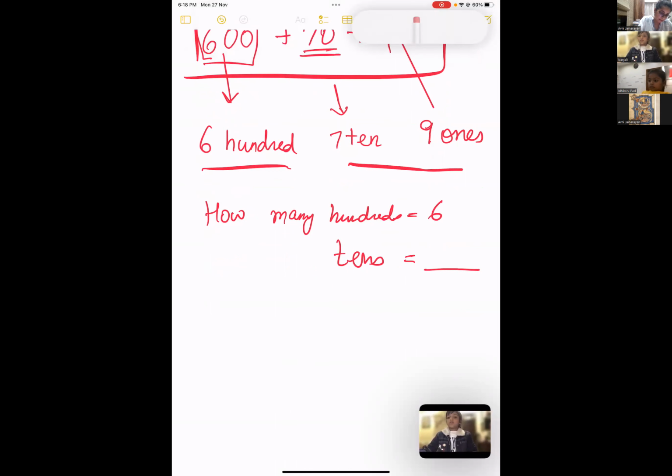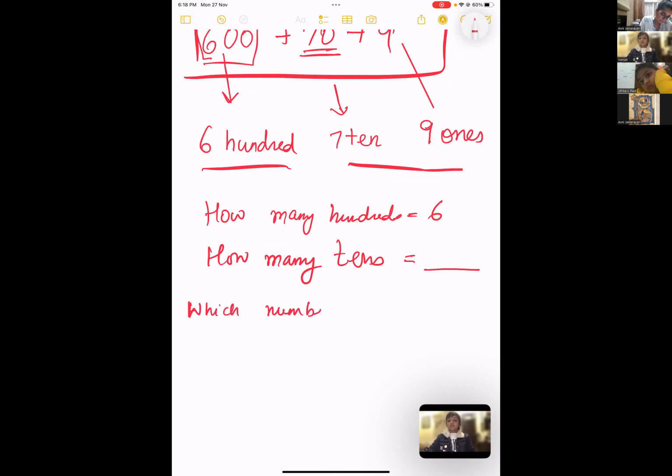Try to understand. How many tens, now this is very important. Listen, how many tens and which number is at the tens place? These are two different questions. How many tens are there in 679? Then you will say 67.